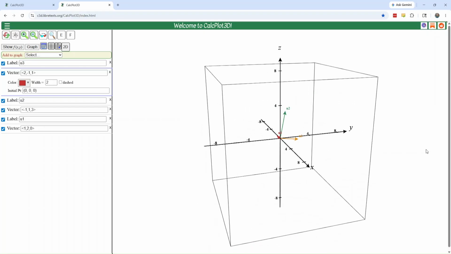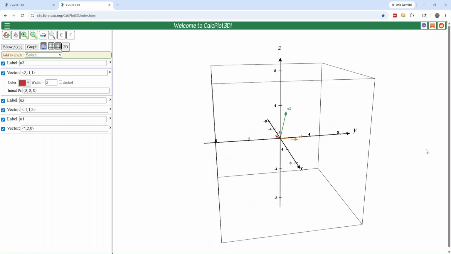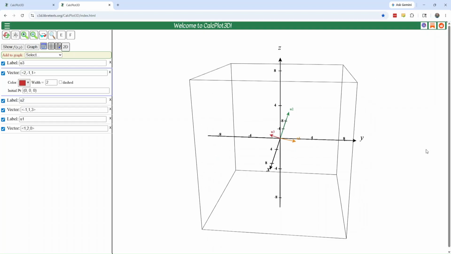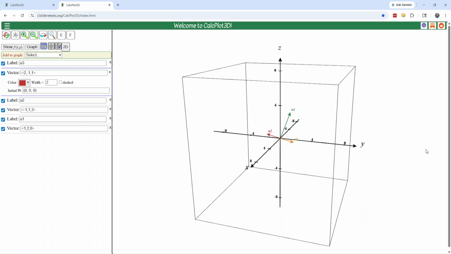The website I'm using here, by the way, is called CalcPlot3D. It's got a lot of tools. There's a bit of a learning curve to figure out how to make it look nice, but there's a lot of tools to put vectors in. You can come up here to this Add to Graph menu, and if you click on that, you can add a vector there.